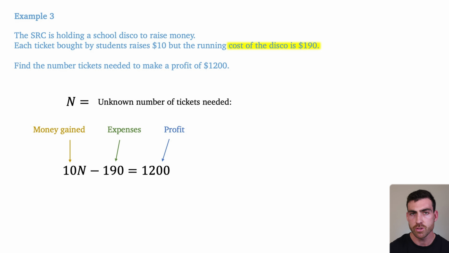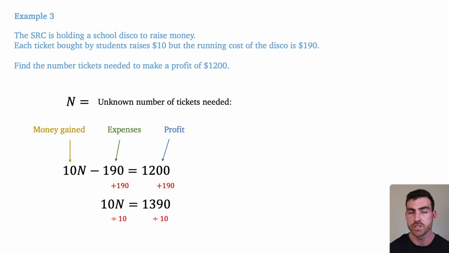Next, if we read through the question, the event is not free to run. It will have a cost, or in other words, some expenses, which in this case is $190. This leaves us with a two-step equation. To solve this, we eliminate the constant term by adding 190 to both sides.